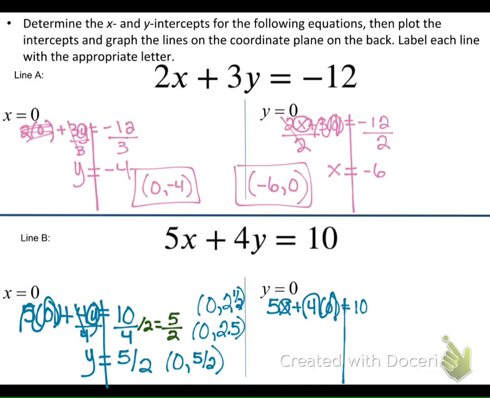So I dropped my 5. I can't just drop it down. How do I get rid of that 5? Divide by 5. So then x is going to equal. So what's my ordered pair here? What's my x value? 2.5. And then my y value is 0. Good.